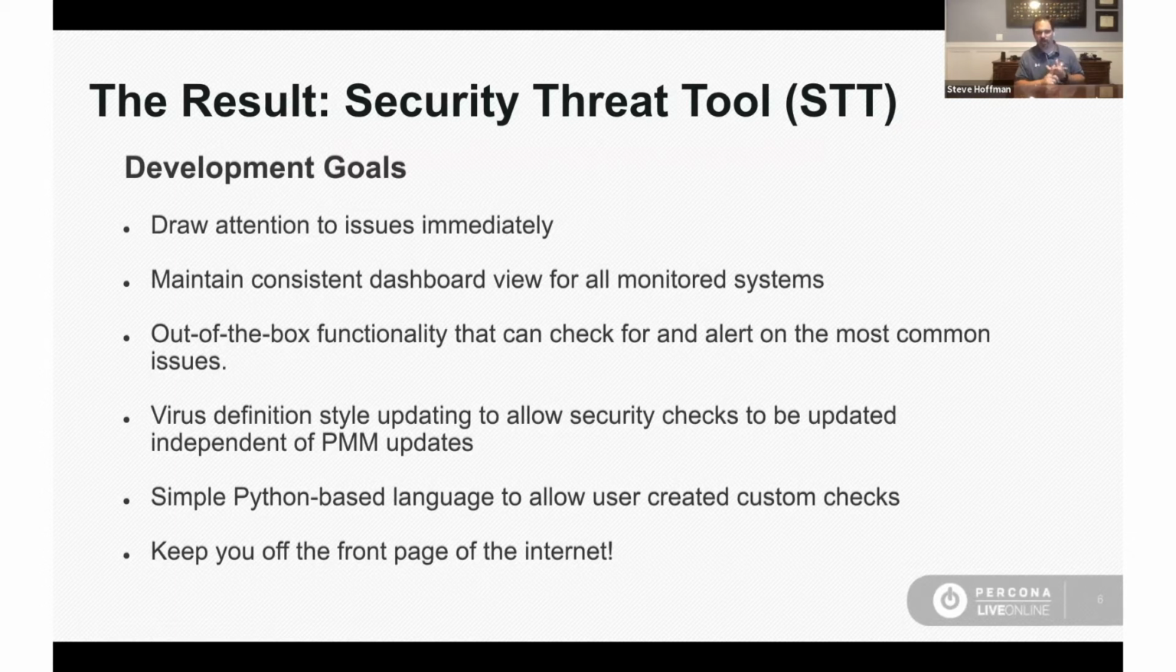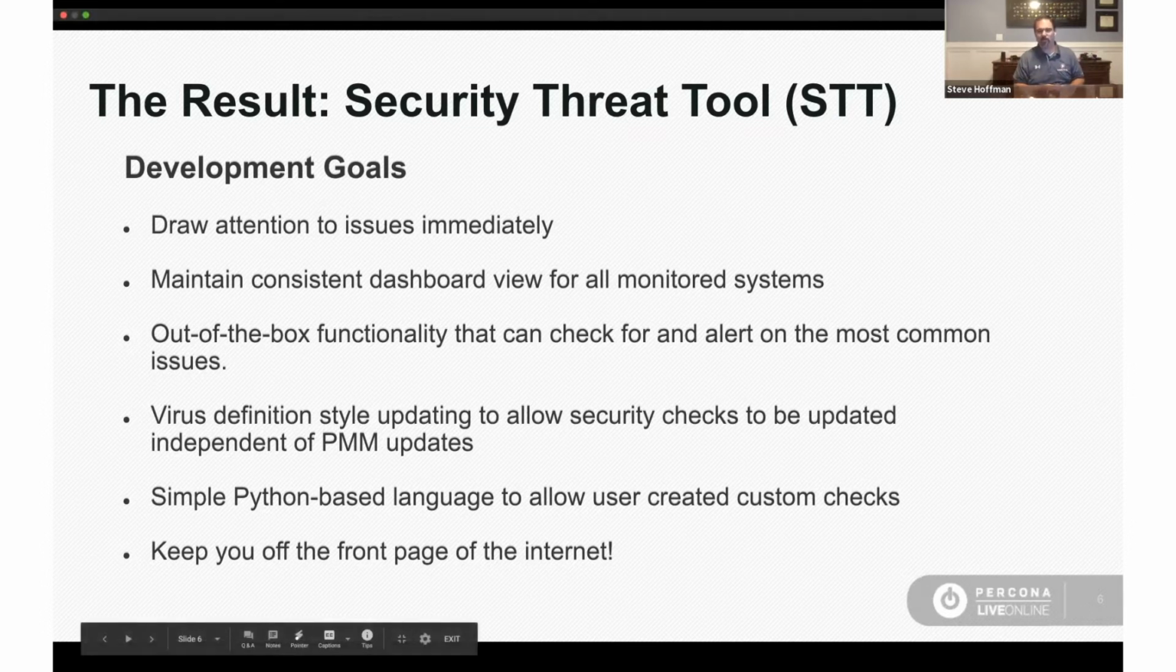What were the things that we must do in this first release? Drawing attention to issues immediately. Again, that goes back to the requirement to be actionable. Maintaining a consistent view so that you can gather all your information in one spot. I think that's one of the beauties of PMM, putting all this information in one dashboard. We also needed out-of-the-box functionality that can check for and alert on the most common issues.